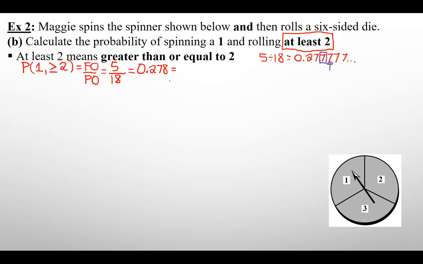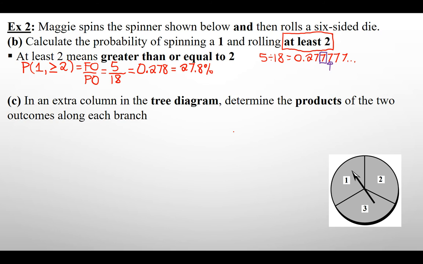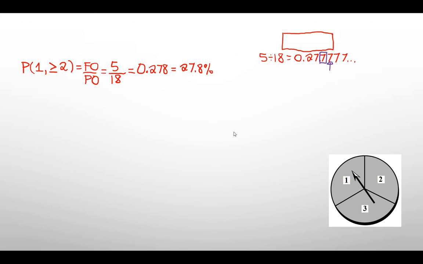To turn that into a percentage, multiply by 100, move the decimal spot 2 units to the right, and that would be 27.8%. Now, see where it gets a bit more complicated. It says, in an extra column in the tree diagram, determine the products of the two outcomes along each branch. Okay, products means we're going to do some multiplication.